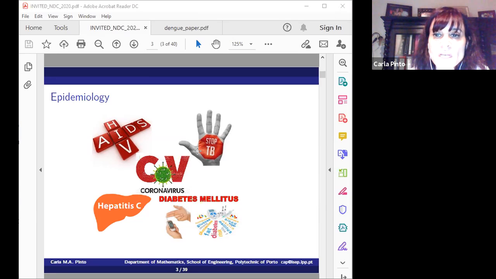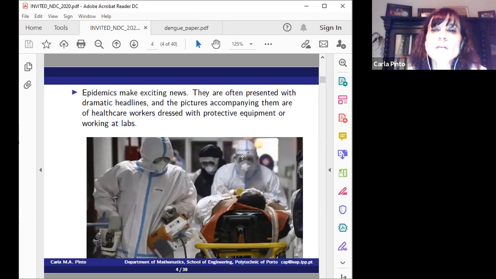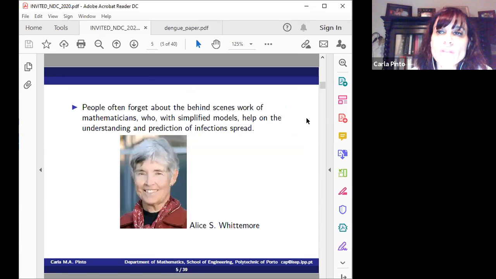As we all know, epidemics make exciting news, and they're often presented with dramatic headlines. Pictures accompanying them are of healthcare workers with protective equipment, or working at labs, developing, for example, vaccines and so on. And we have been seeing a lot of these types of images on the news since the COVID-19 outbreak in December 2019.